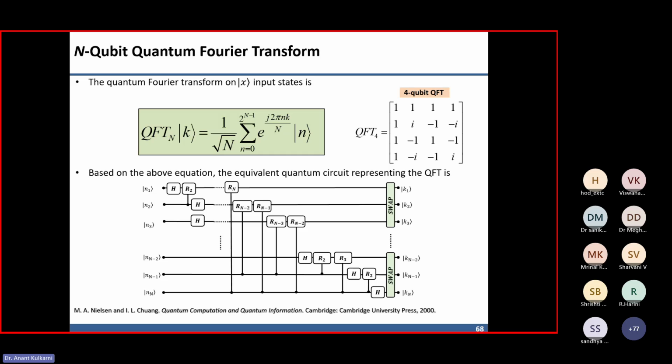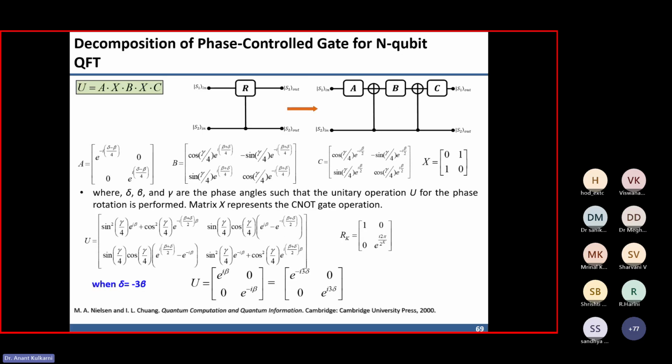Now, this is very nicely represented and thoroughly explained in the Bible of quantum computing, which is called M.A. Nielsen and I.L. Chuang, Quantum Computation and Quantum Information. The publisher was Cambridge University. It's a very nice book. I would suggest all of you go through this book at least once if you're really interested in doing something in quantum computing.